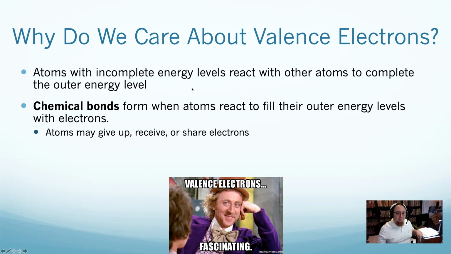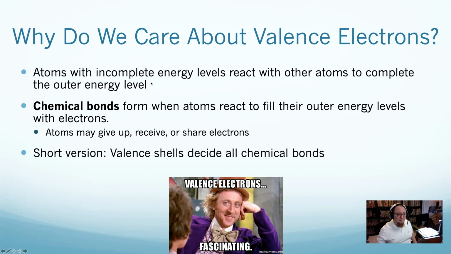If their valence shell has any open spots, they will either take electrons from someone else, or they'll share electrons with someone else, or sometimes they'll give electrons away. I'll come back to that. So that their outermost shell, their valence shell, is full. Really, valence shells decide all chemical bonds.